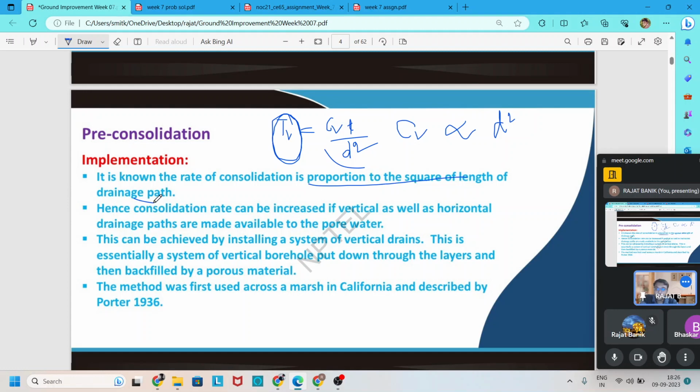In the second point, it is said that the rate can be increased if vertical as well as horizontal drainage paths are made available to the pore water.